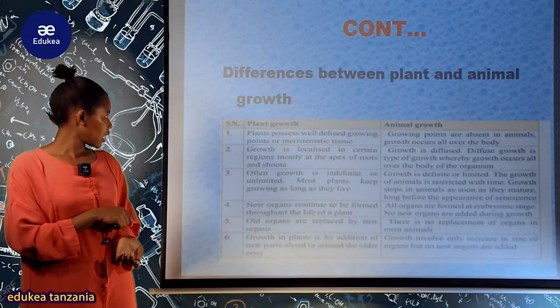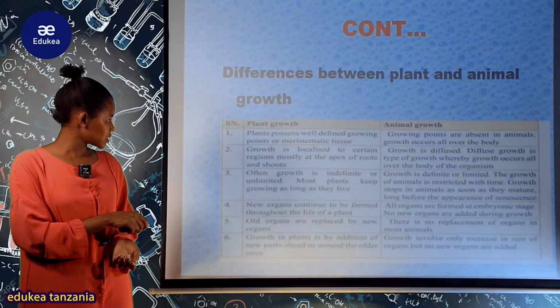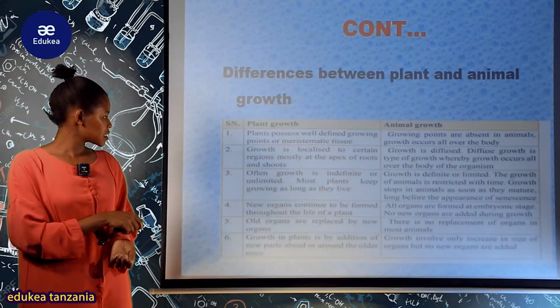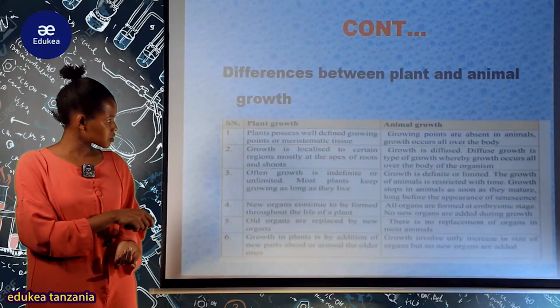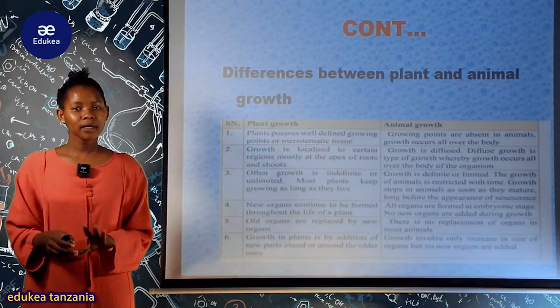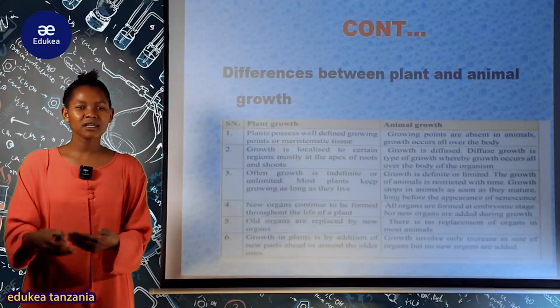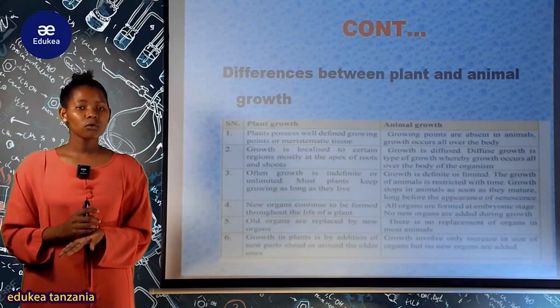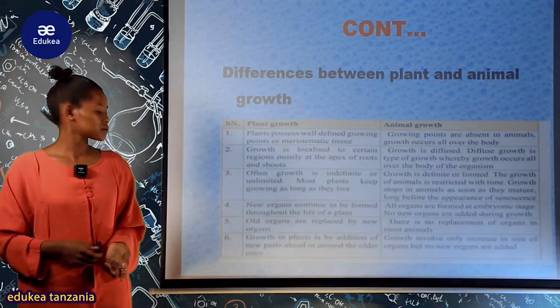of the body. Also, another difference, often growth is indefinite or unlimited. Most plants keep growing as long as they live. Also, growth in animals is definite or limited. Ukuaji kwa mimea ni unlimited. Tukiangalia hizo perennial plants zinakuwa tu, zaweza zikakuwa miaka na miaka, lakini ukuaji kwa wanyama ni limited, unaweza ukaishi kwa miaka kadhaa then ukaperish out.